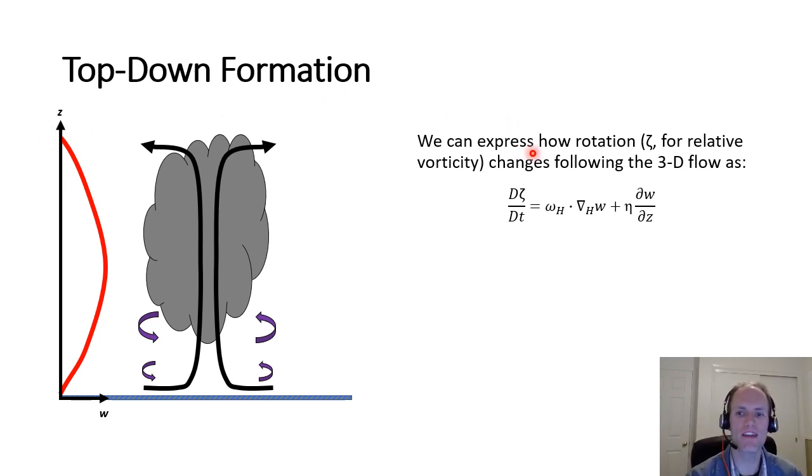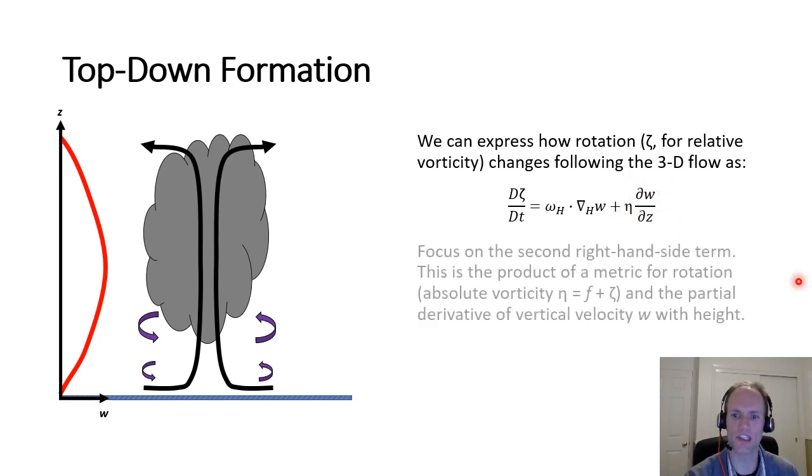So we can express mathematically how rotation, here measured by zeta for relative vorticity, which is just a measure of the rotation in the horizontal xy plane, changes following the 3D flow. Note the capital D's that we see here on the left-hand side. So we're following the air along. This changes as a function of two different terms. This complicated, nasty-looking term here that has an omega sub h dotted into the gradient of w in the horizontal plane, we'll come back to when we get to the bottom-up formation later on in this video. But we really want to focus on this right-hand side term here.